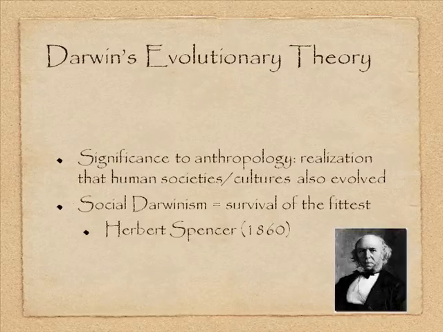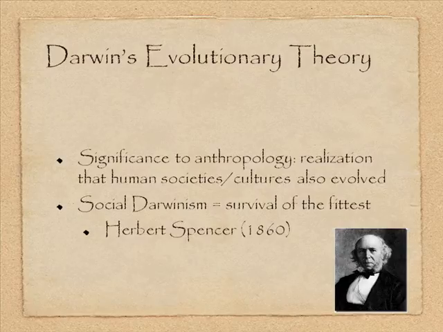Now in 1860, a guy by the name of Herbert Spencer actually took Darwin's ideas and tried to apply them to human society. Now I don't know if he didn't really understand Darwin's theory totally, but he kind of corrupted it a little bit. He is the guy that coined the term survival of the fittest. It was not Darwin.